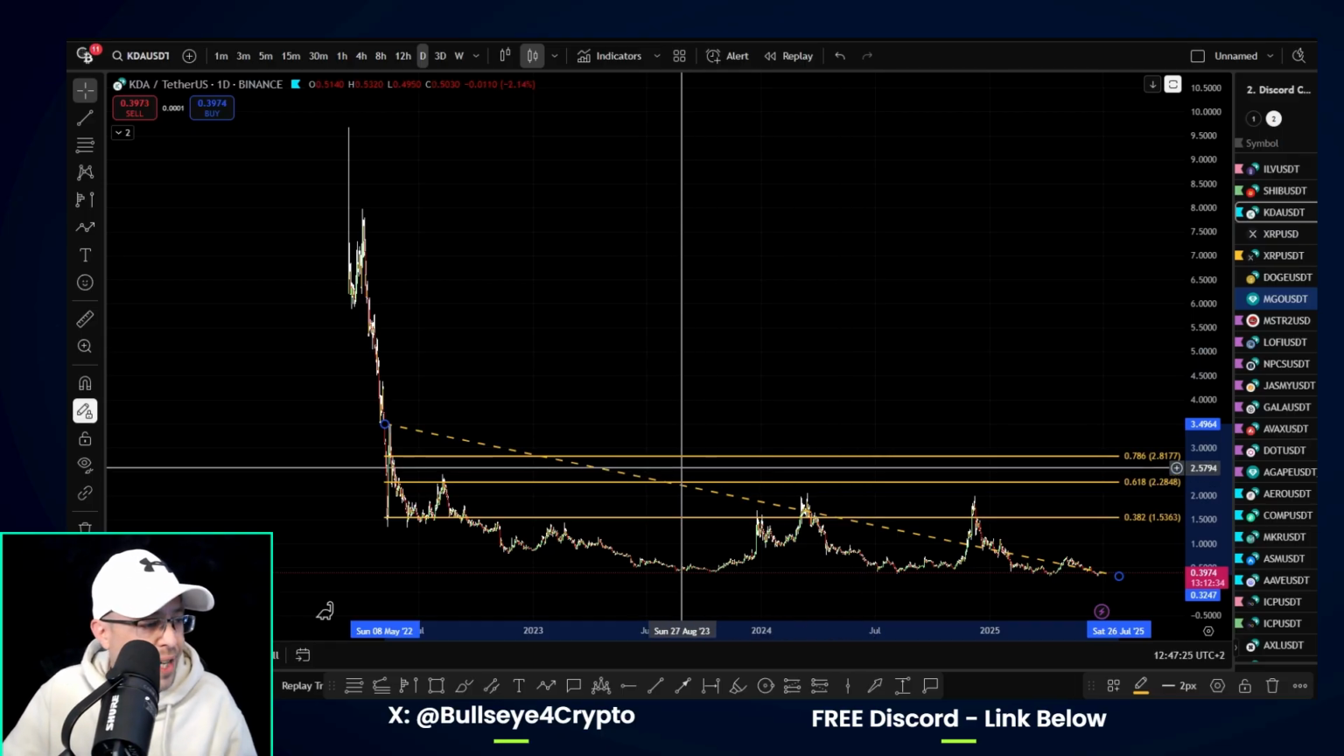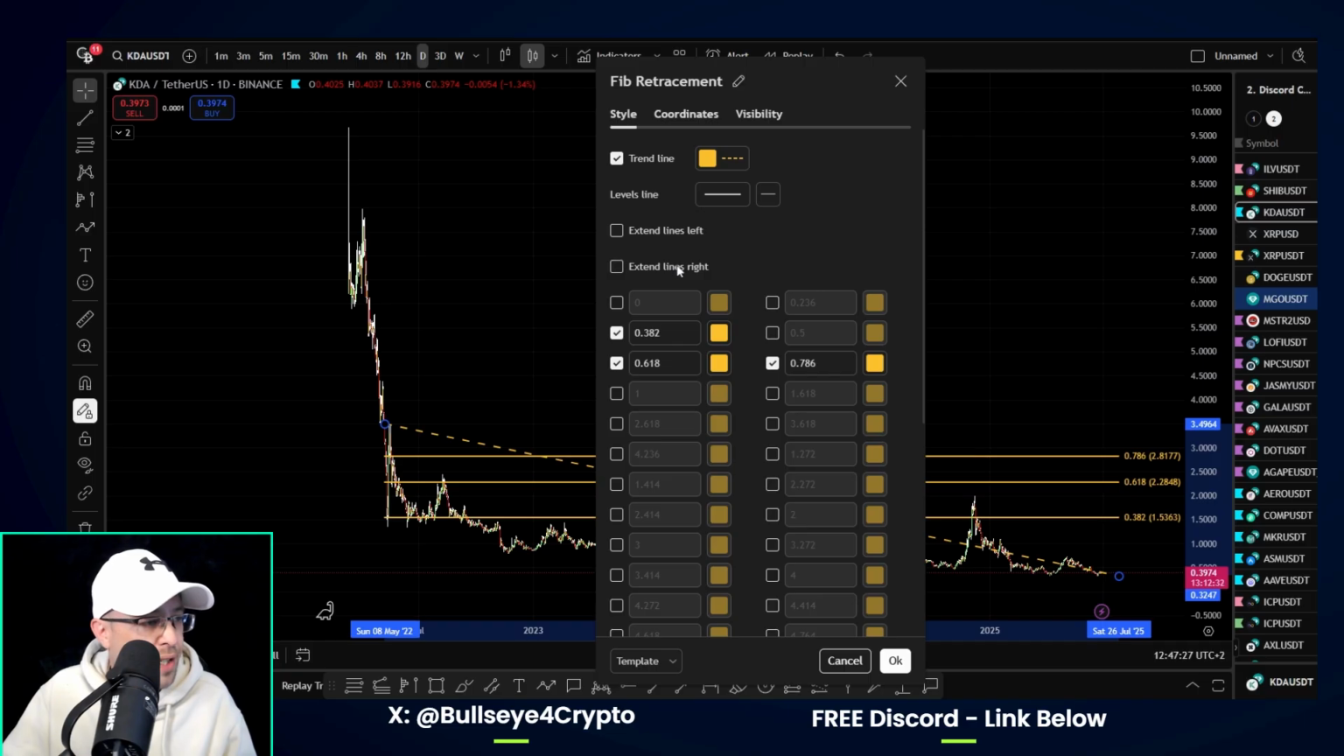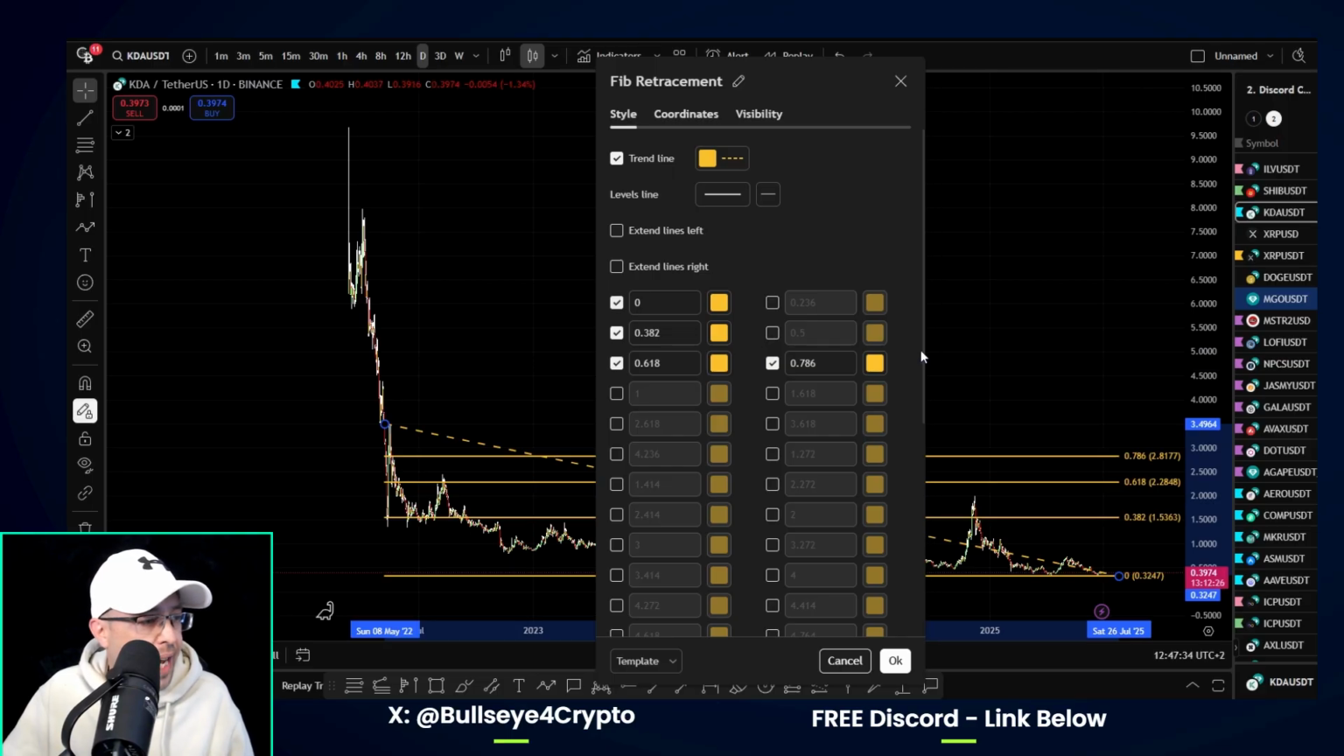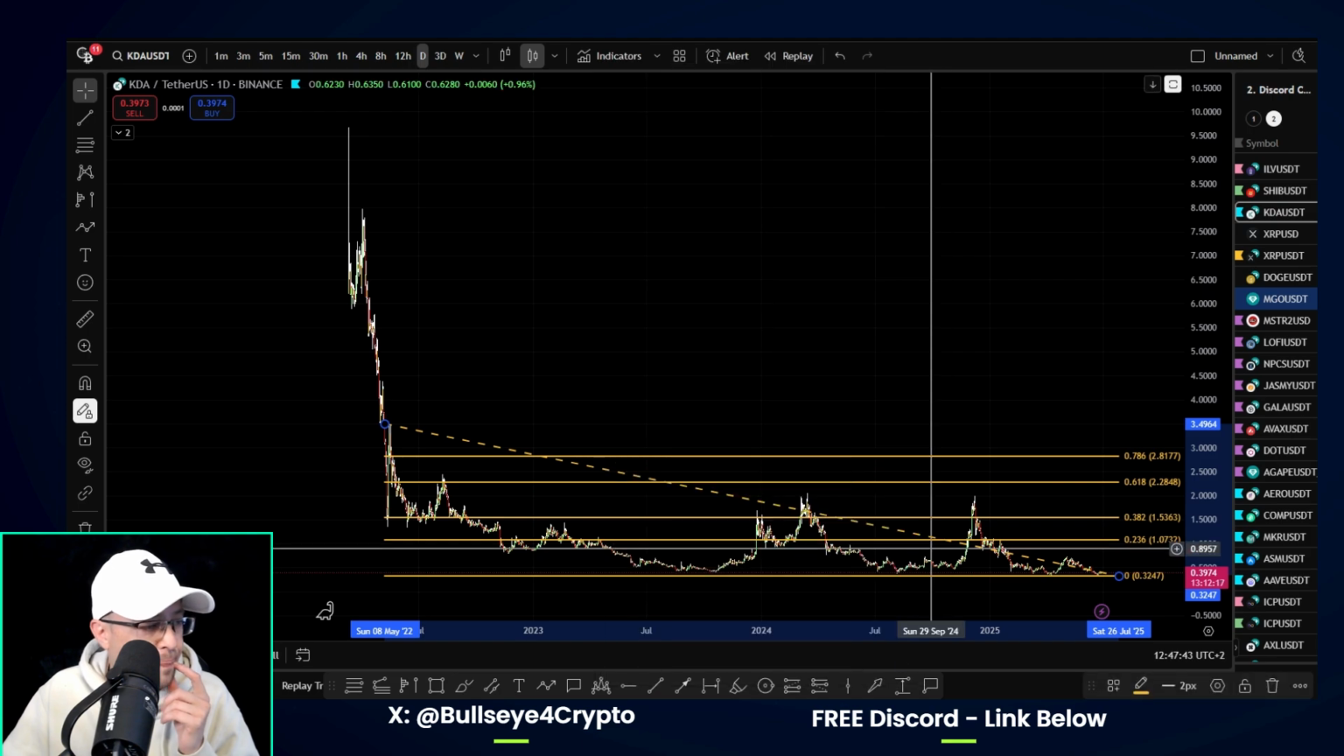Go one step further, actually, guys. Make it look a little bit clearer. I'm going to add in some new Fibonacci numbers. I'm going to add in the 0 because that's the base. That's the support base. That's the bottom. Then we're going to add in 236. Let's see if we get a reaction from the 236. Doesn't always get a reaction, but let's have a look.